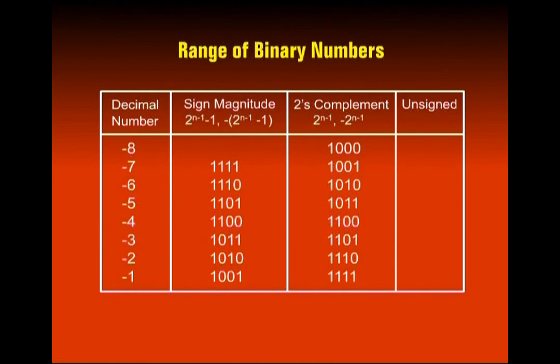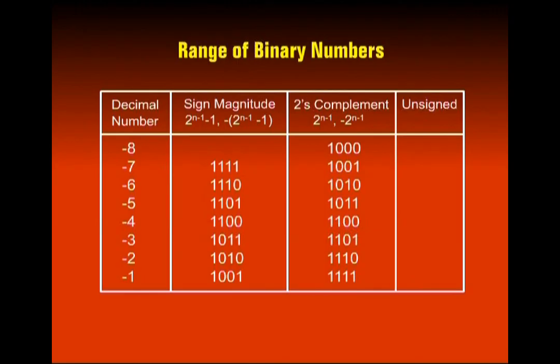Now let's consider the representation of negative decimal numbers from minus 1 to minus 8. Now, can you represent these negative numbers using the unsigned binary representation? Well, the answer is no. Unsigned binary representation is used to represent only positive numbers. Now, how would you represent the negative numbers using the signed magnitude representation? Well, as we have said, the most significant bit represents the sign. What is the sign? It's negative. So the most significant bit is set to 1. And the lower 3 bits would represent the magnitude.